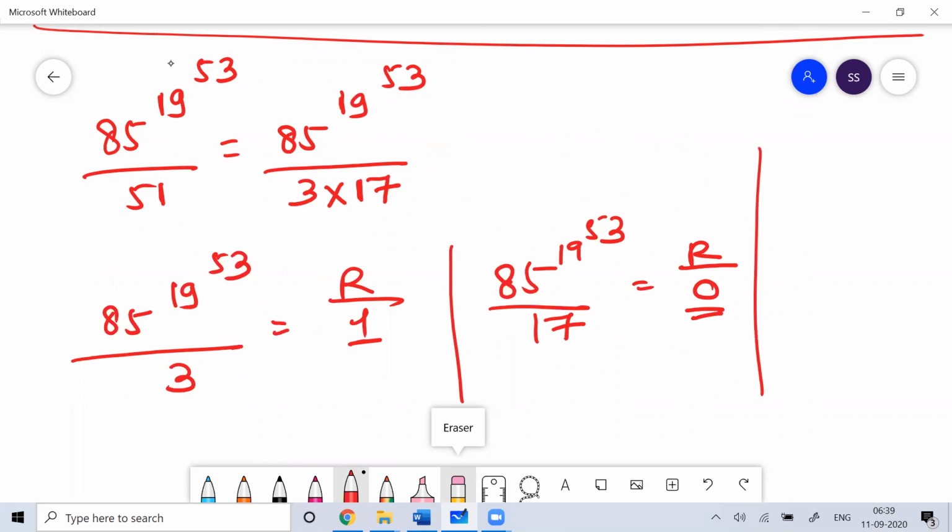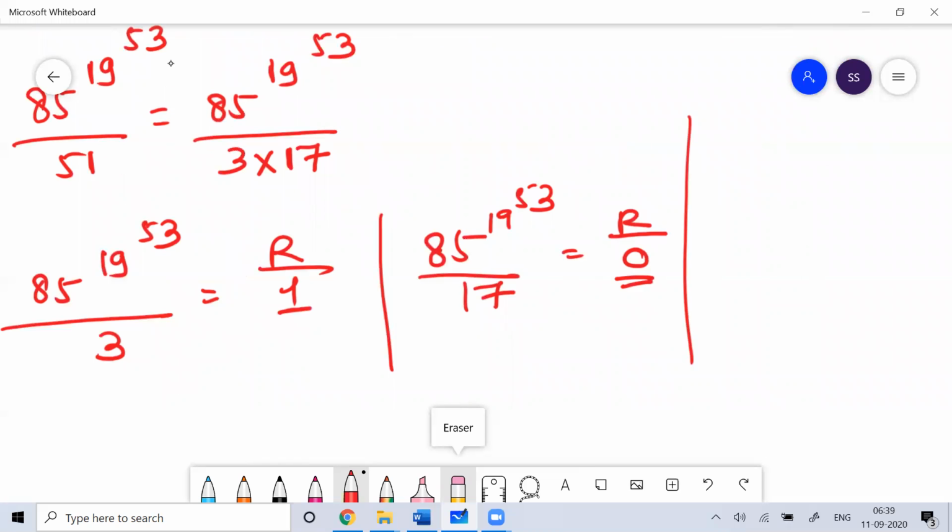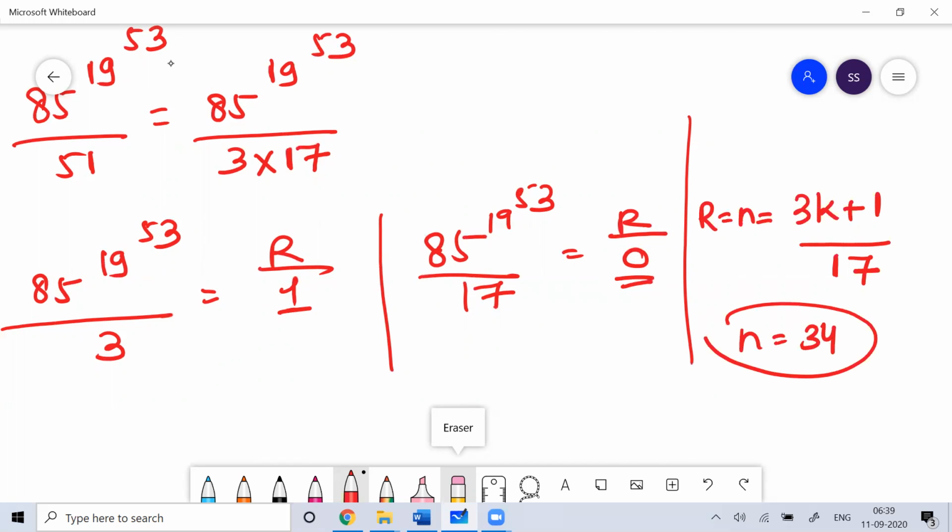So you need to find a number. Your answer, the remainder, is the number which when divided by 3 gives a remainder 1, and it is divisible by 17. Taking k as 11, you get n as 34. That is your answer. So the answer for this problem is 34.